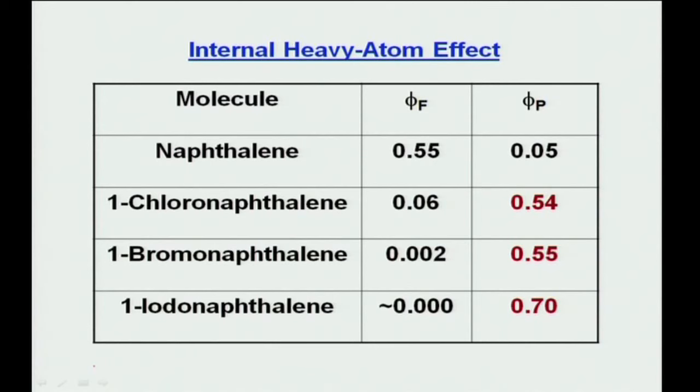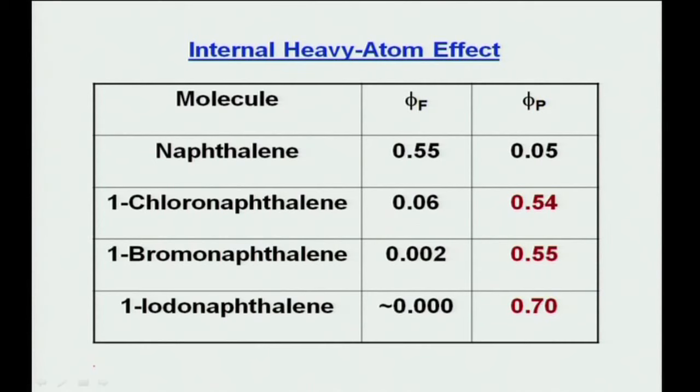Now, obviously, you guys would be smart. If you go to bromonaphthalene, what would happen? You see the phi f is really low, 0.002, almost non-existent, and then phi p is 0.55. And you go to iodonaphthalene, what happens? It is almost not there. There is almost no fluorescence, and essentially whatever you see is delayed emission, which is phosphorescence in this case. So, this is your internal heavy atom effect, because it is a part of the molecule itself.